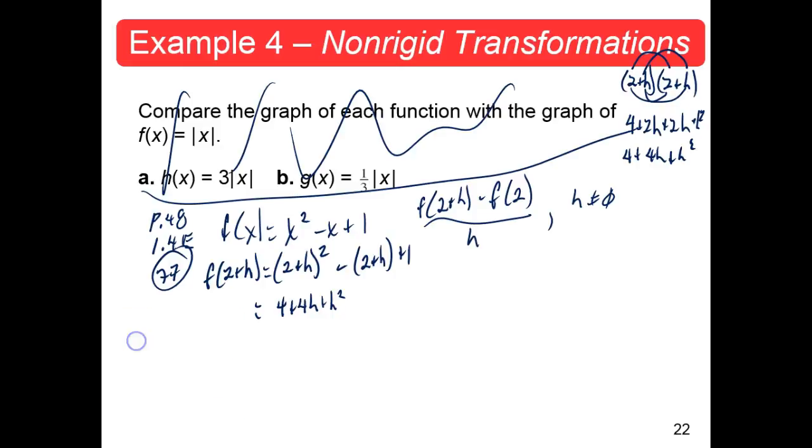If I can get the pen to activate again, there we go. Now, next, minus 2. Plus h? Minus h. The negative distributes across the parentheses. Okay? Negative 2, negative h, plus 1.